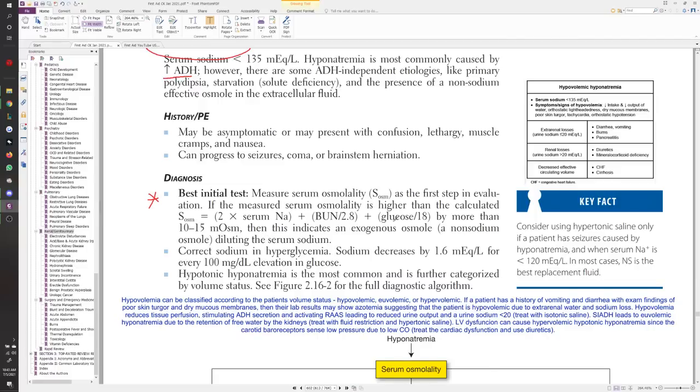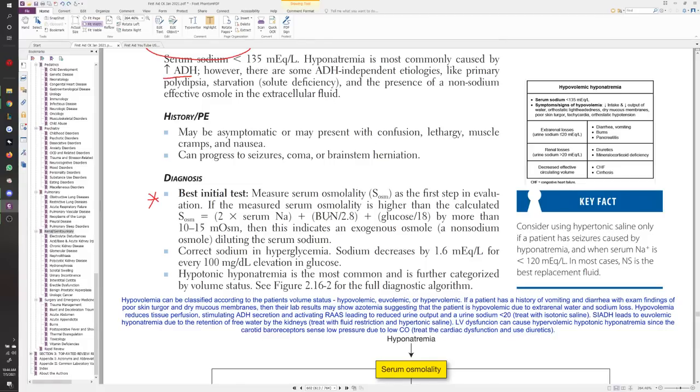So this is going to come off of information they give you. So to find out serum osmolality, you double their serum sodium, add BUN divided by 2.8, and add glucose divided by 18. The 2.8 and the 18 are numbers that were discovered by scientists who figured out that that was the best way to basically measure this. All right.